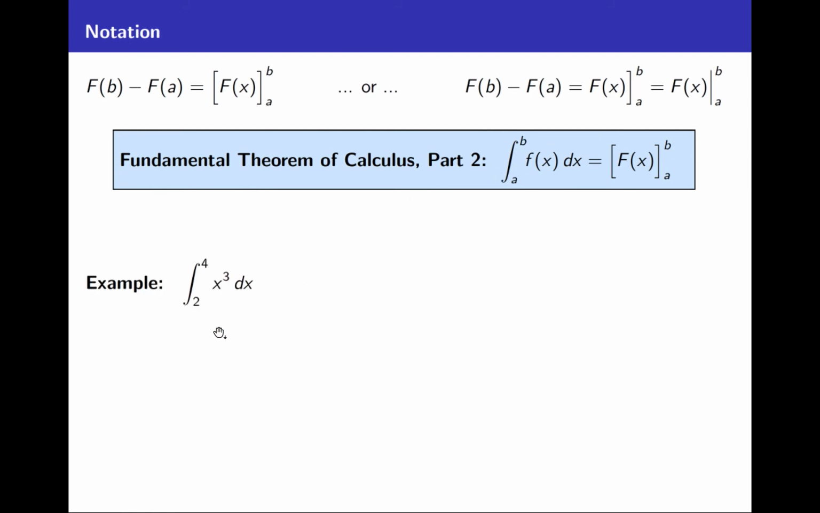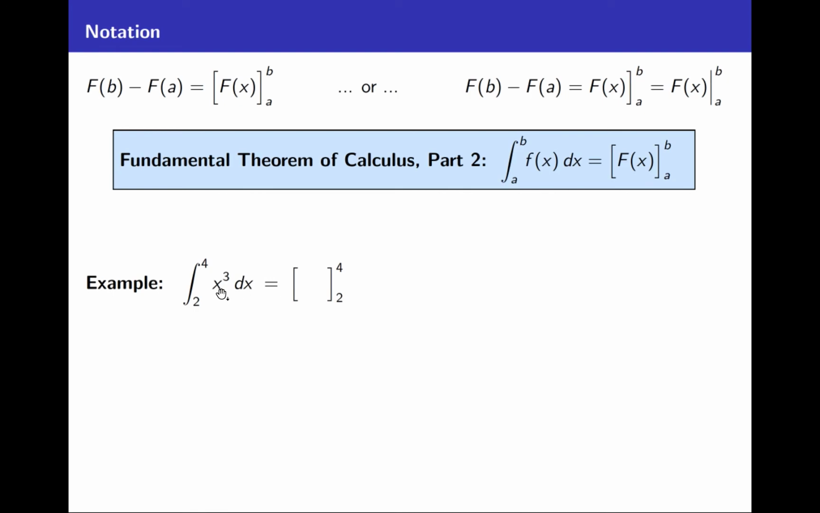Let's do another example. The integral from 2 to 4 of x cubed dx. According to the Fundamental Theorem of Calculus Part 2, what we need to do to get an answer is find a big F of x, an antiderivative of x cubed, and go from a to b. So we're looking for an antiderivative of x cubed to put right here, and then go from 2 to 4 there. Now, what's the antiderivative?